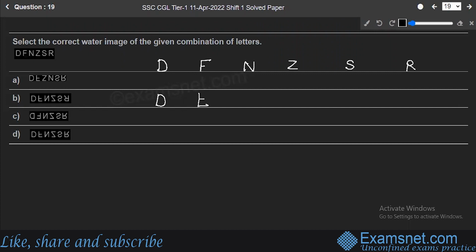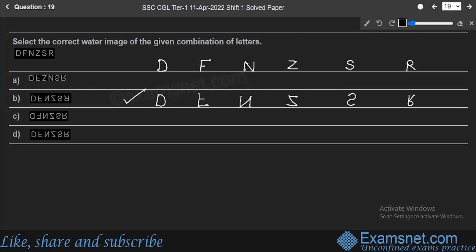Next, if I'm having the water image of this N, this will be here, right? And this line will go like this, and then this. This is the inverted N, the water image of N. Then for Z, here is a line, and then you will start from here like this, this will be the water image. And for this S, it will be an inverted S like this, and for R it will be like this. So let's see which one matches with the one I have made.